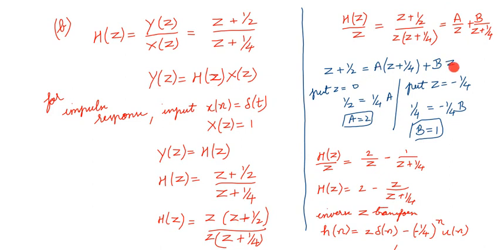I need the A term. So if I put z equal to 0, this B term vanishes. So 0 plus 1 by 2 equals A into 0 plus 1 by 4. So 1 by 2 equals 1 by 4 A, so A equals 2.